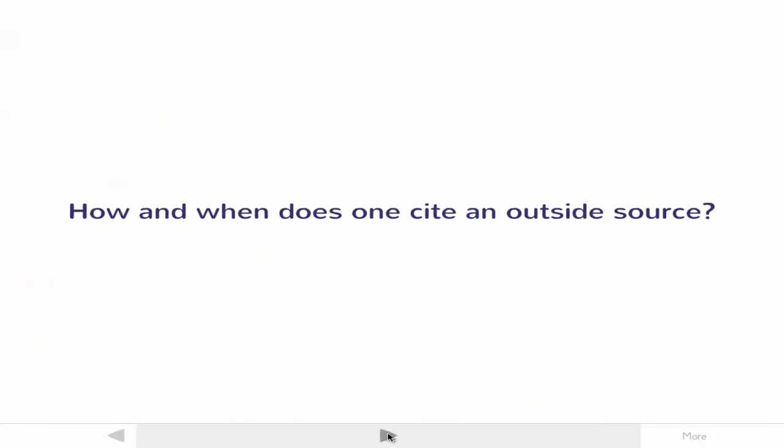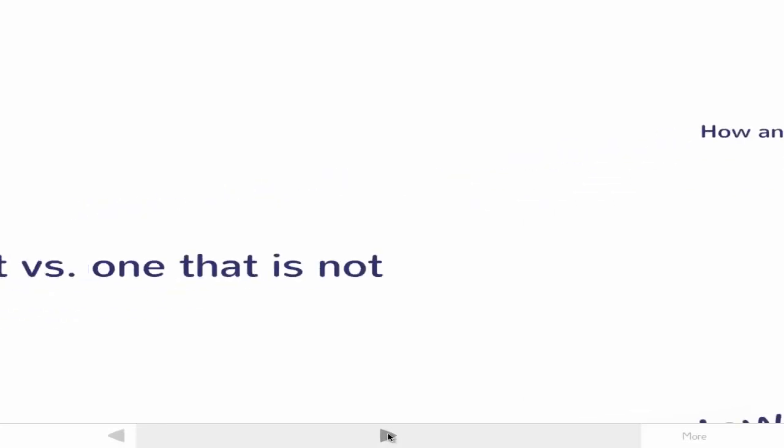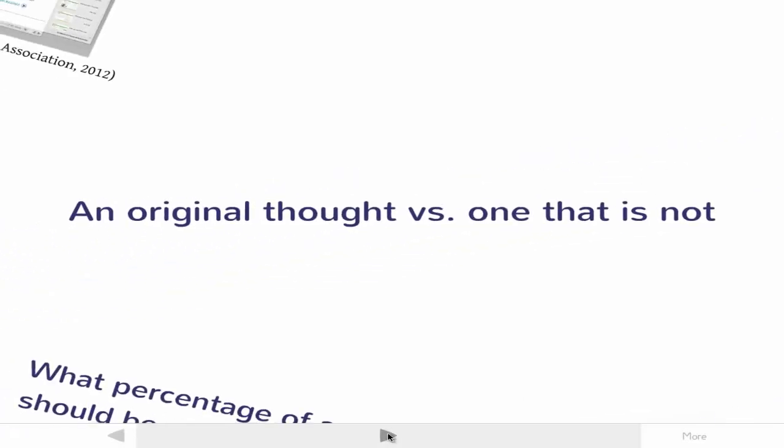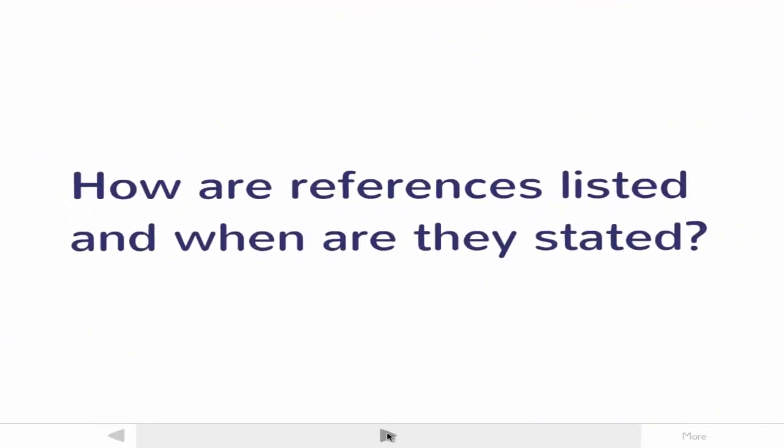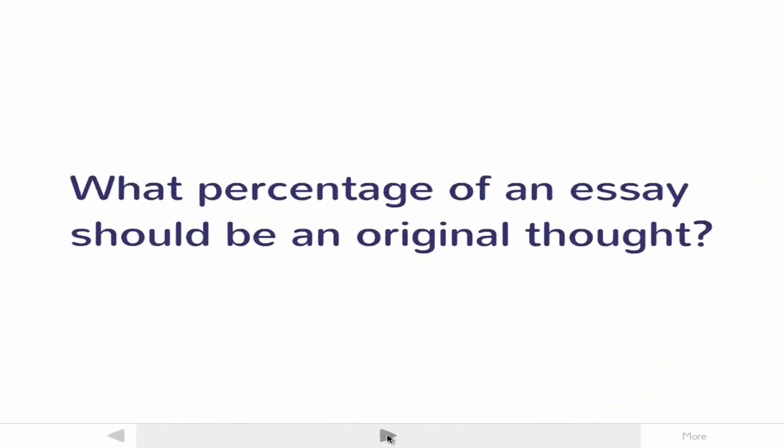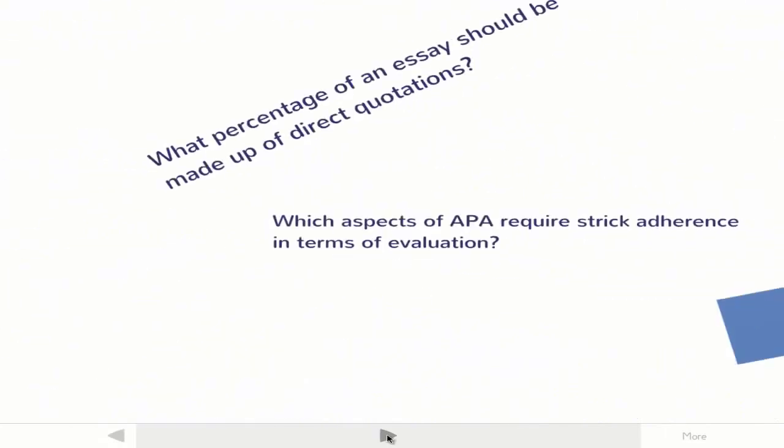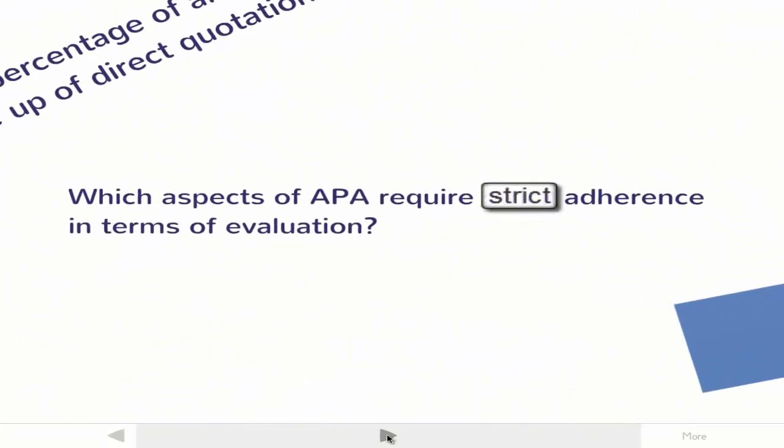Some of the questions that we're going to address during this presentation are: how and when does one cite an outside source? We'll discuss the importance of being able to distinguish between original thought and one that is not, and how a reference is listed and when they are stated. What percentage of an essay should be original thought? And what aspects of APA require strict adherence in terms of evaluation?